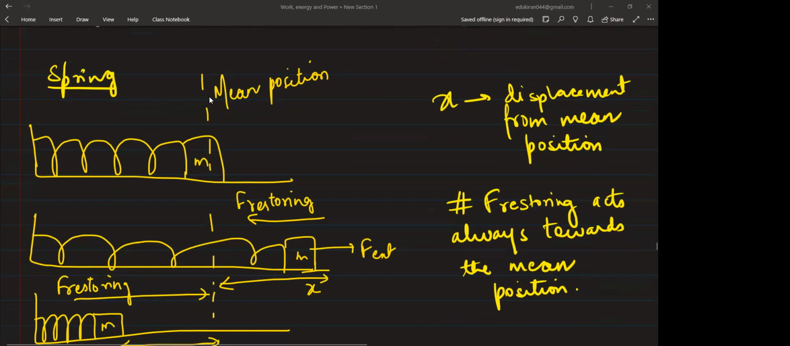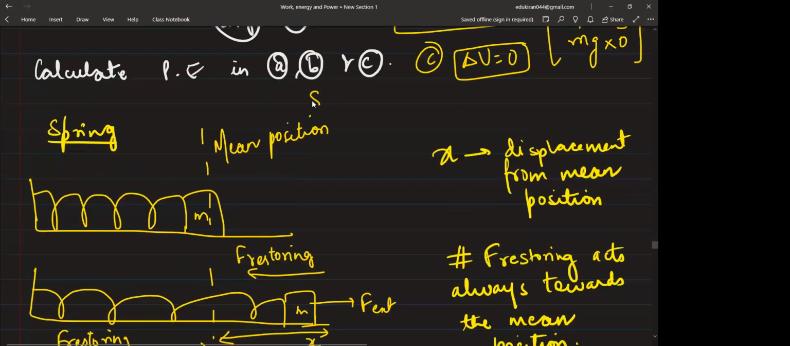Okay, now coming to the spring mass system. So the spring mass system is another case that you will get. So write it separately. That's why I've also written this. This is spring mass system.